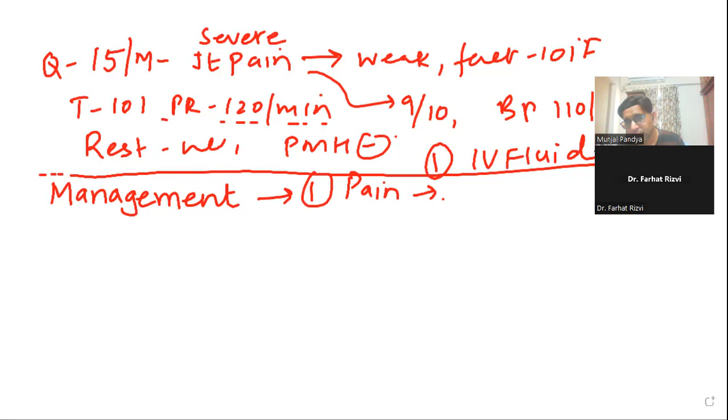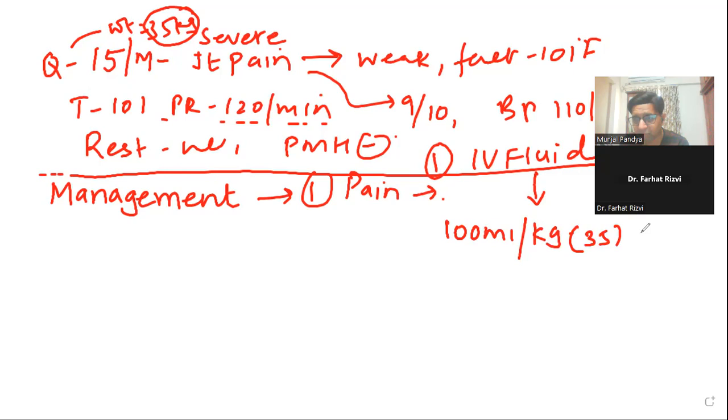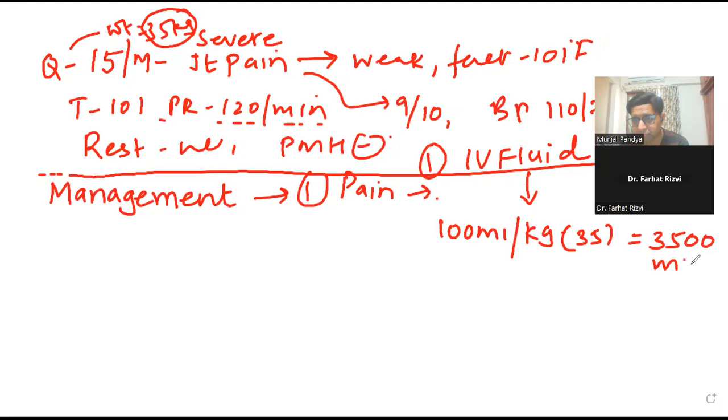What IV fluid will you start, and at what rate? Sir, normal saline. The patient's weight is around 35 kg. Okay, sir, so it's going to be around 100 ml per kg bolus. 100 ml per kg, and he's 35 kg, so 3,500 ml would be the bolus, right? Is it right or wrong? Yeah, sir, this is too much.